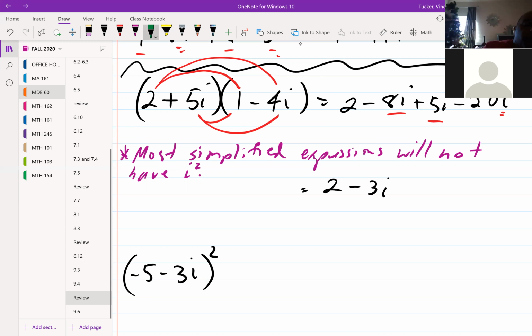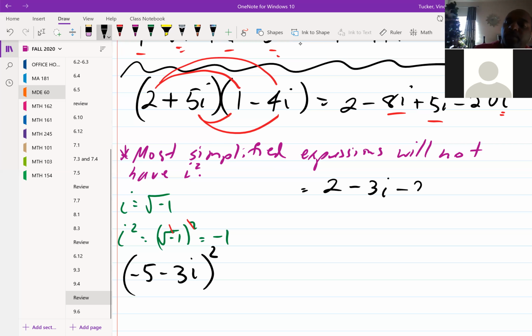And so what happens with that i squared? I is the square root of negative 1. So it means i squared is the square root of negative 1 squared, and that square and that square root cancel. Now, you don't have to walk through this process. I'm just showing you why. All you really have to do is remember that i squared is equal to negative 1.